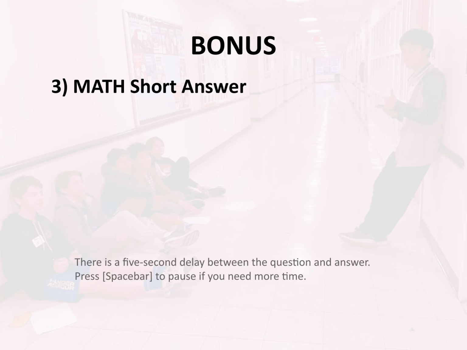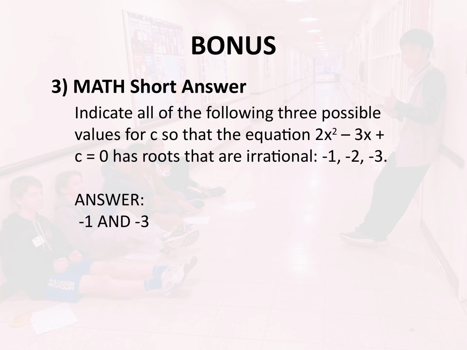Bonus 3. Math. Short answer. Indicate all of the following 3 possible values for c so that the equation 2x squared minus 3x plus c equals 0 has roots that are irrational: -1, -2, -3. Answer. -1 and -3.